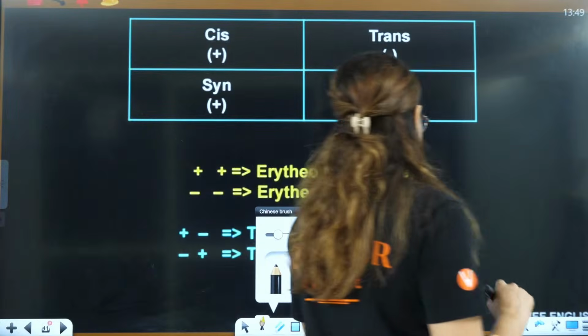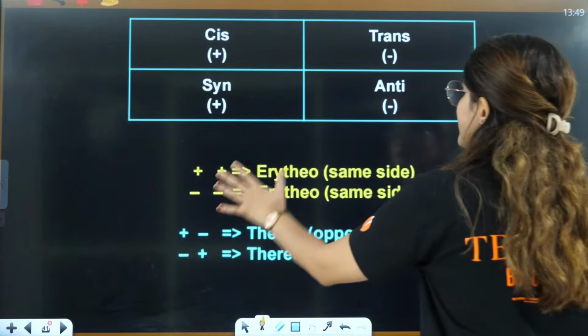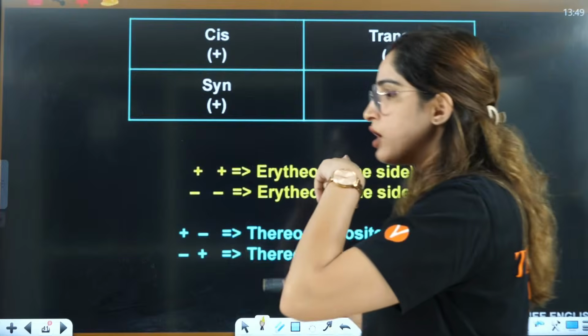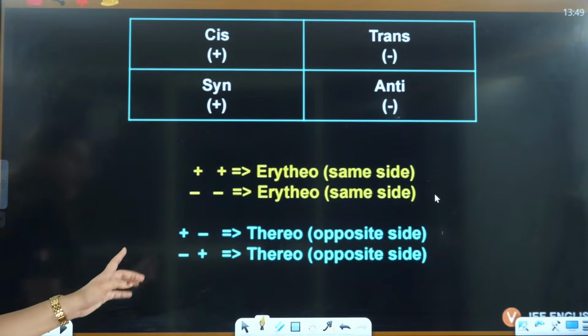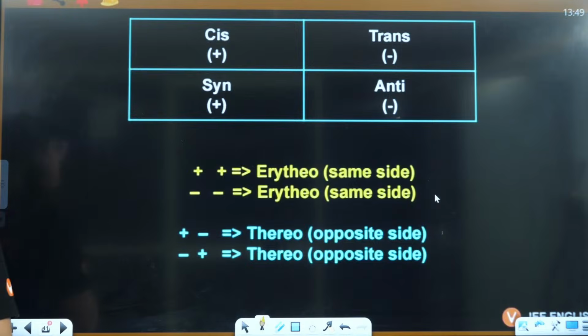Okay, chalo. Acha, do you remember this? I told you this yesterday also. Before going into the chemical properties of alkenes, we have to study this. Do you remember this thing? Tell me.